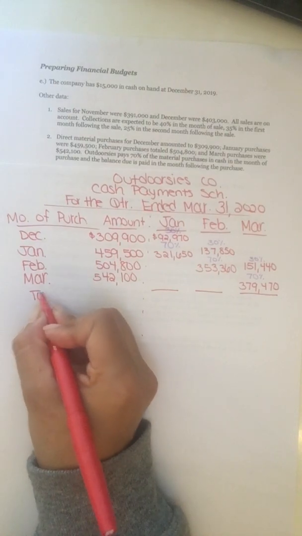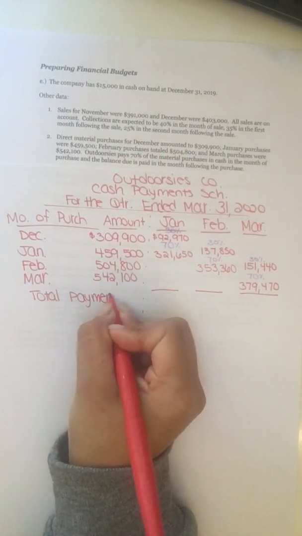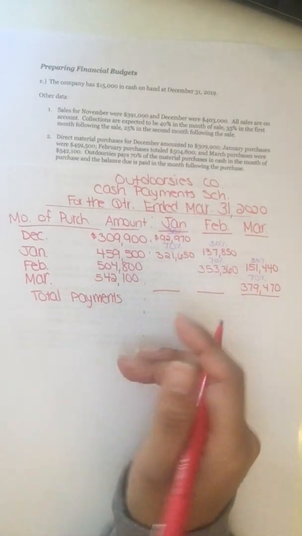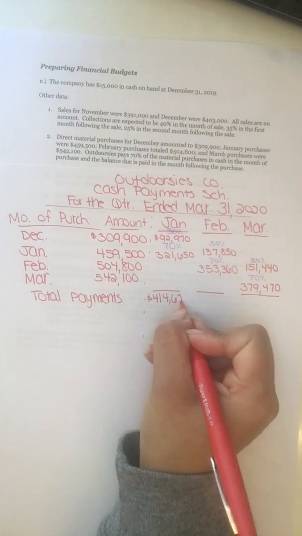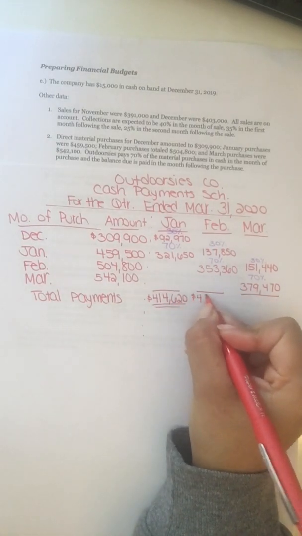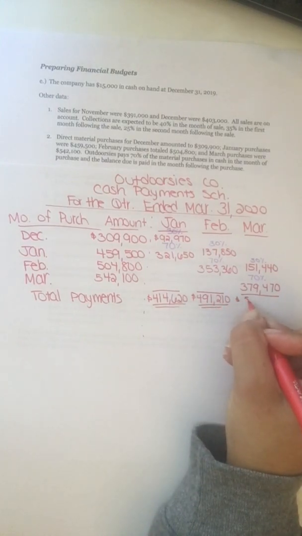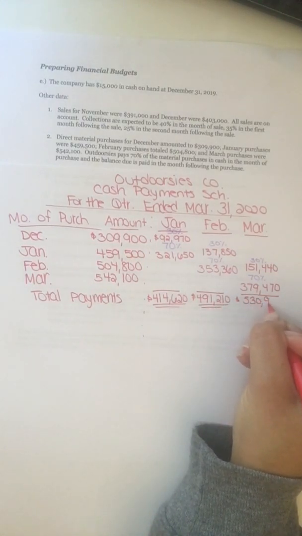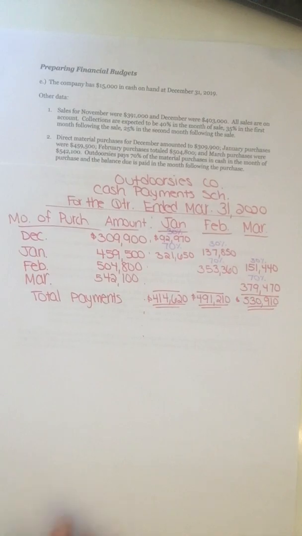So we can get total payments. In cash in January, add it up, we should get $414,620, $491,210, and then $539,510. So you've now successfully completed a cash payments schedule.